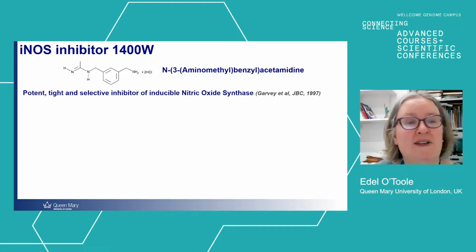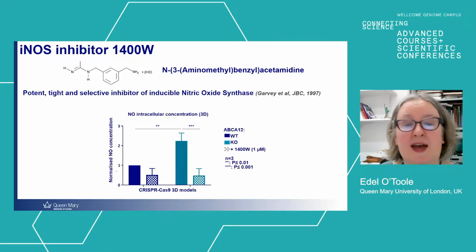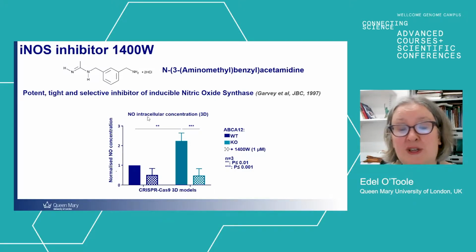We used this iNOS inhibitor, 1400W, which is a potent and selective inhibitor of inducible nitric oxide synthase. Here you can see in 3D we've treated cells with the inhibitor and then looked at the NO intracellular concentration. You can see that the inhibitor reduces the increased NO concentration back towards normal.